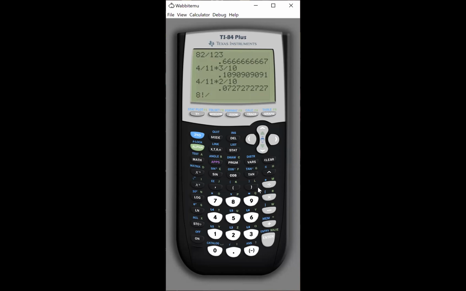Then you divide it, and you want to do 4, with the factorial again. And you multiply that by 2 factorial. And you multiply that again by 2 factorial. Put it in parentheses, and you get 420.